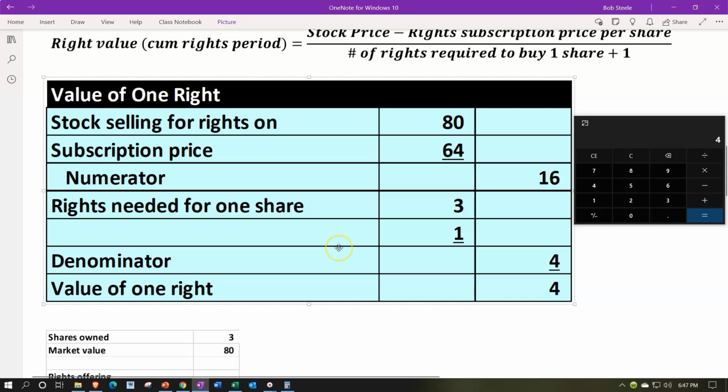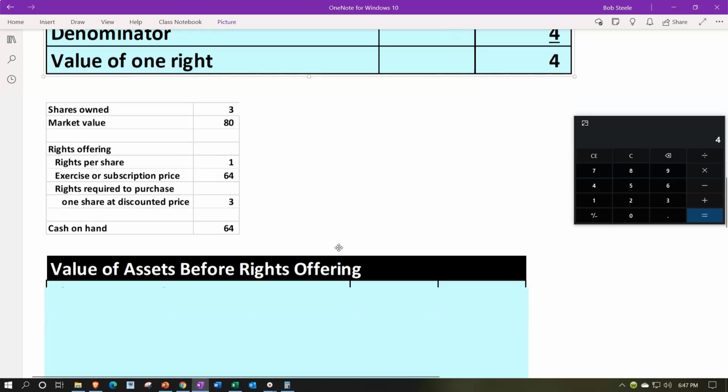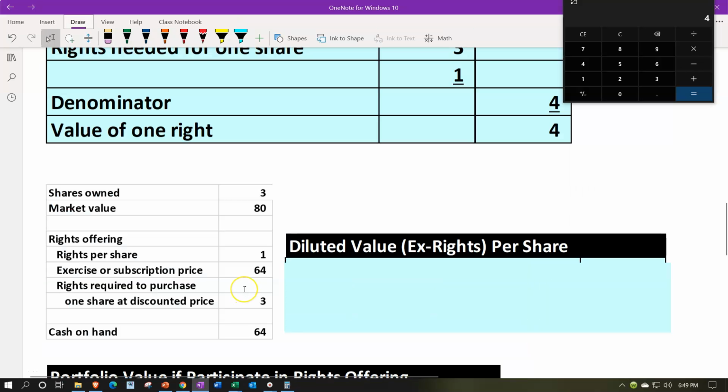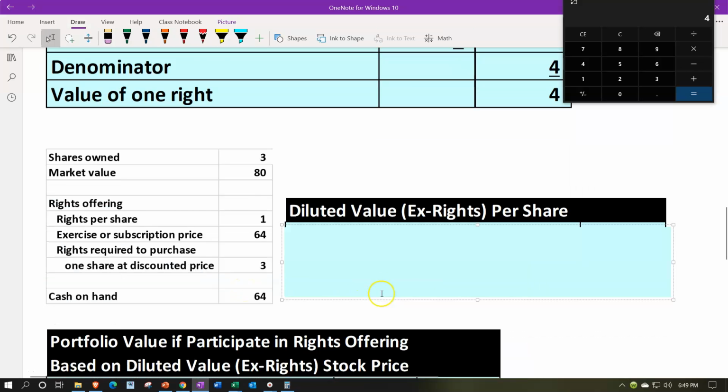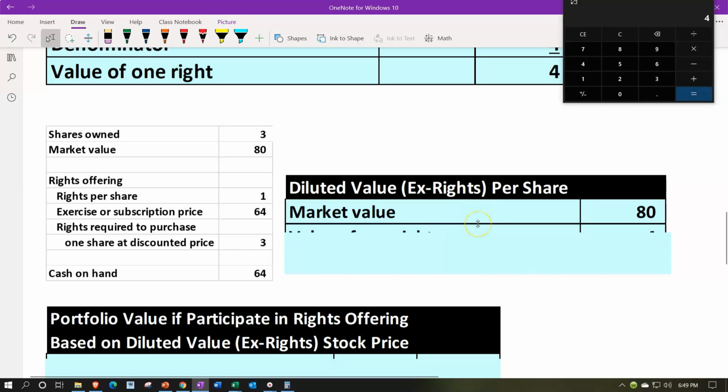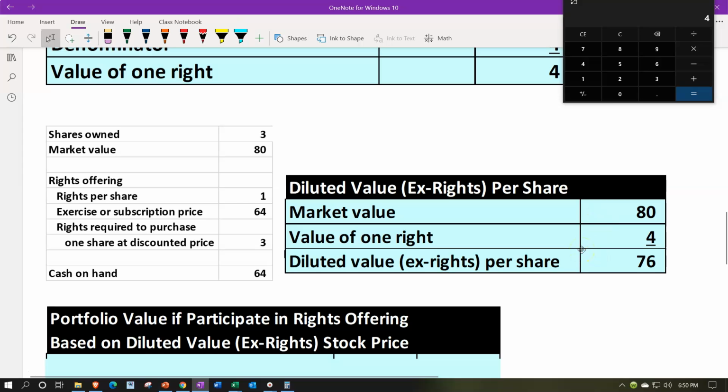Now we're going to get 3 of those. We're going to get the 3 rights, and the value of 1 right is 4. So now we want to think about the diluted value, the ex-rights per share. The market value is $80, and the value of 1 right we said is 4. So the value before was the $80, and now the right's worth 4. So the diluted value, the ex-rights per share, we would think then is 76 at this point.